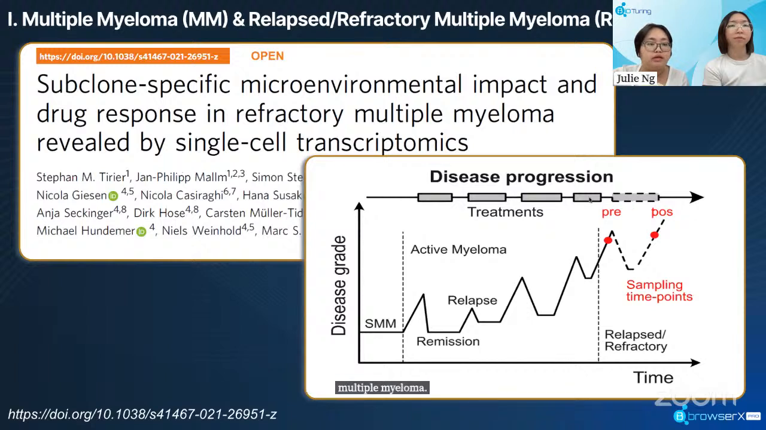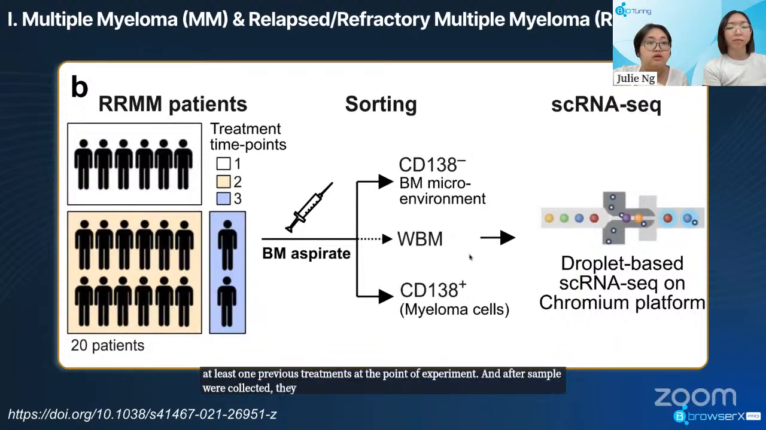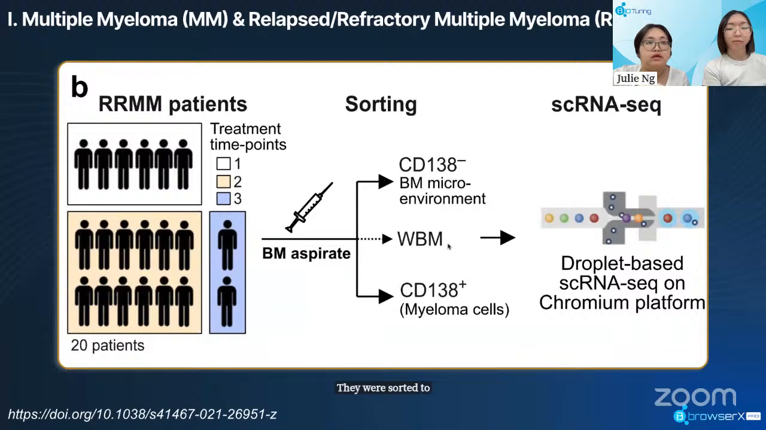In this study, the scientists looked at samples from 20 patients who had relapsed from at least one previous treatment at the point of the experiment. After samples were collected, they were sorted to identify the CD138 positive myeloma cells before going through the single cell analysis.